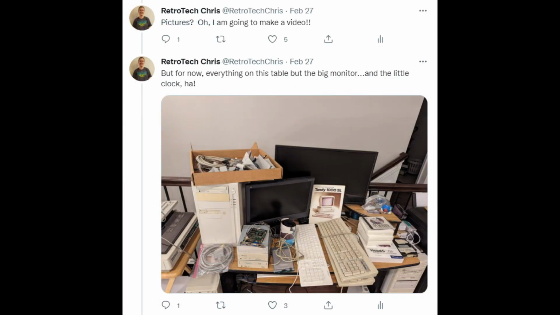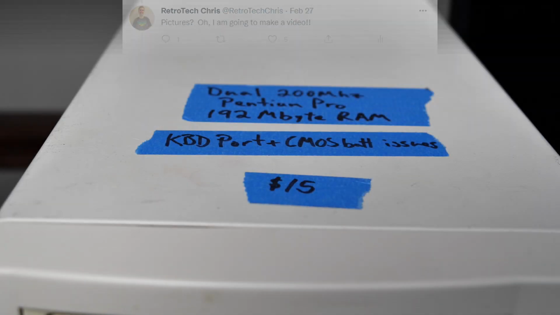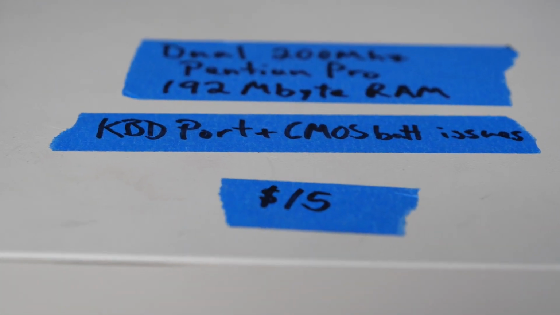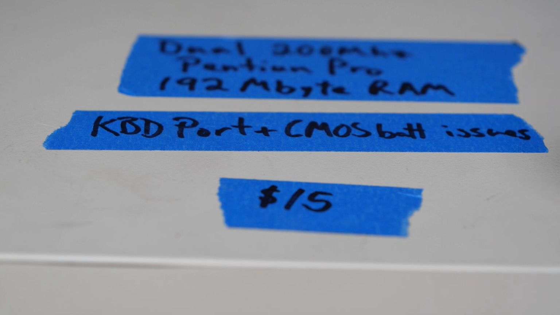And while at the swap meet, I also picked up some other items that you can see on the table here. Perhaps we'll have a look at some of those in a future video. But today's focus is this nice 200 MHz dual Pentium Pro system. And you can see I paid a whopping $15 for it.